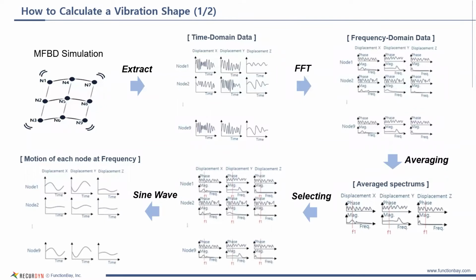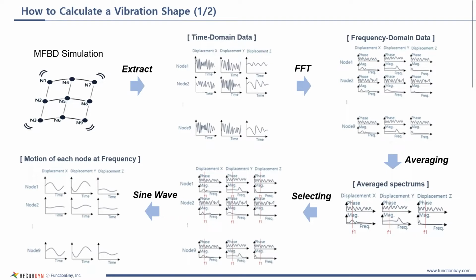So let's look at the process for calculating the vibration shape. We start out with a multi-body dynamics simulation with flexible bodies, which we call multi-flexible body dynamics, or MFBD. So some kind of an assembly of components, and some of those components may be rigid. The constraints between components may be rigid or flexible. But the studies that we do are going to involve the flexible bodies, again, whether full flex or reduced flex bodies. And so then, we'll run the simulation.